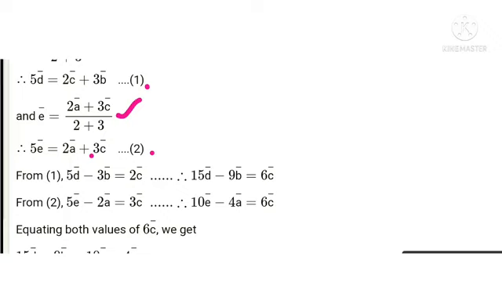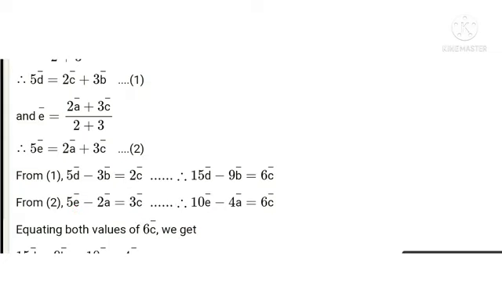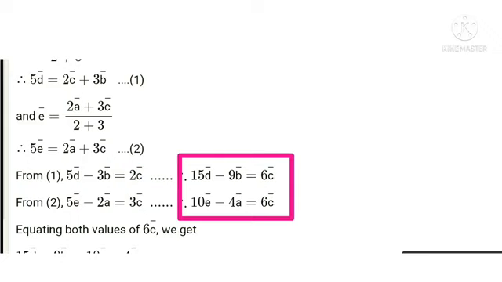From equation 1, 5 D bar minus 3 B bar is equal to 2 C bar. And from equation 2, 5 E bar minus 2 A bar is equal to 3 C bar. Here you multiply the first equation by 3 and the second equation by 2. Then 15 D bar minus 9 B bar is equal to 6 C bar, and equation 2 becomes 10 E bar minus 4 A bar is equal to 6 C bar. Now observe these two equations. Here the right-hand sides are the same, so we equate.